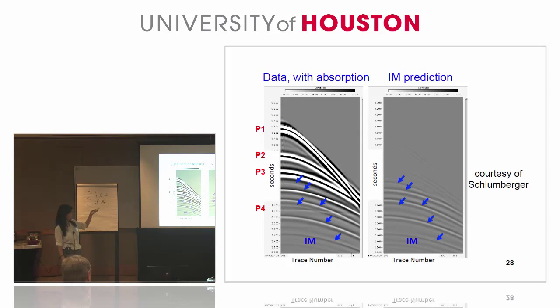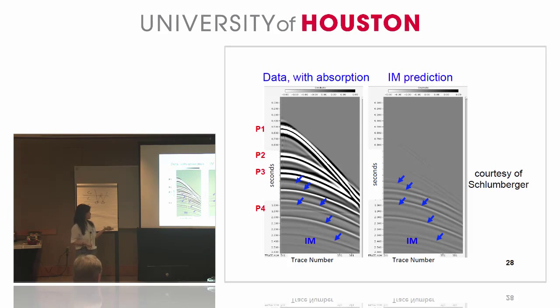Given this full reflector model, the left panel is our original data with Q absorption. And again, I'd like to remind you, this data was generated using the software of Schlumberger by applying the reflectivity method. And we have these 4 primaries here, and all the other events here are the internal multiples, and they are indicated by these blue arrows. The red panel is the prediction result, and we compare the right panel with the left panel. You can see all these times are matching very well, and the energy is a little bit weak.